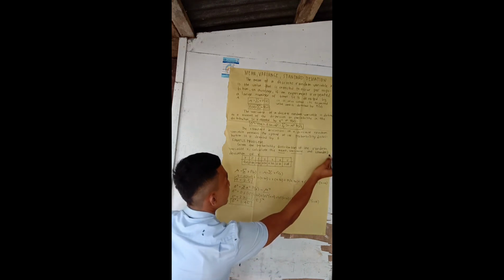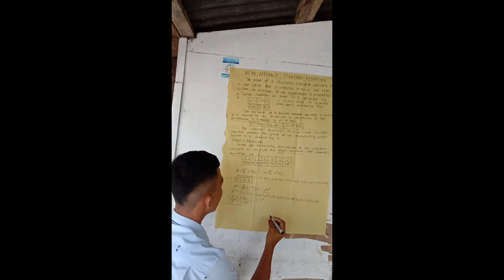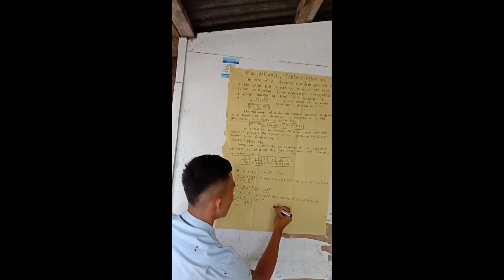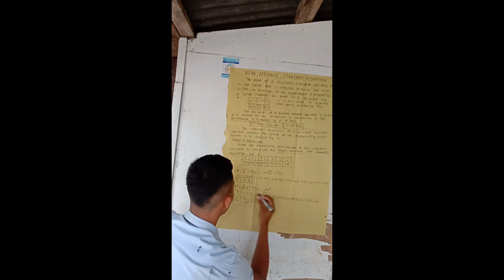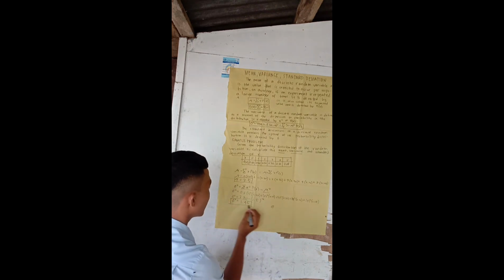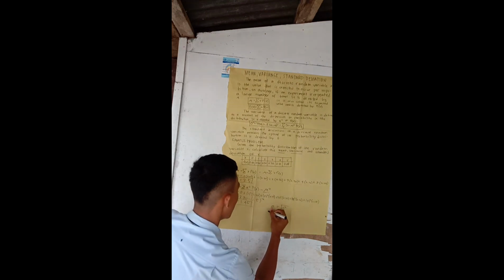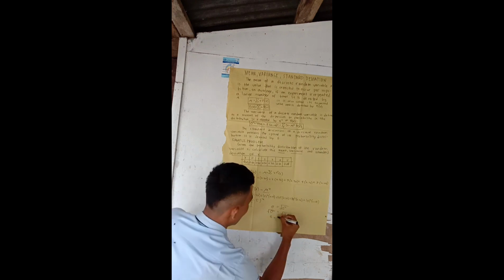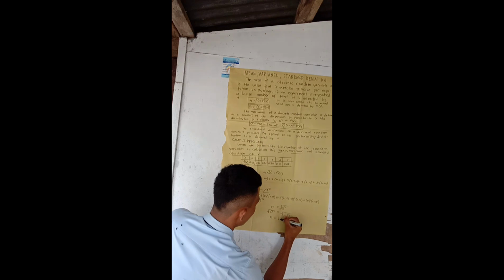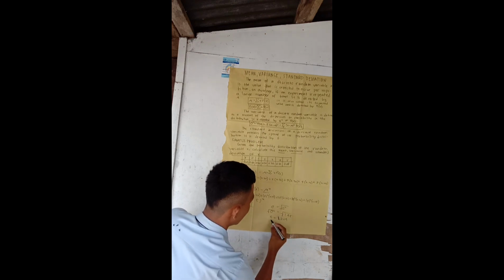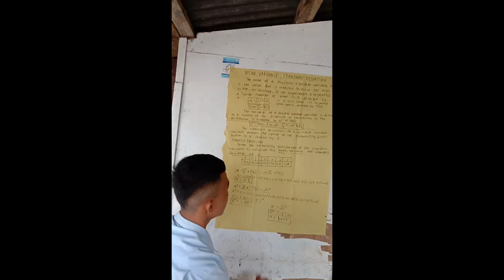And lastly, for our standard deviation, since our standard deviation is simply sigma, so this value of variance, we will just get the square root. So, sigma square is equal to the square root of 1.45. So, sigma is equal now to 1.204. Now, this is the value of our standard deviation.